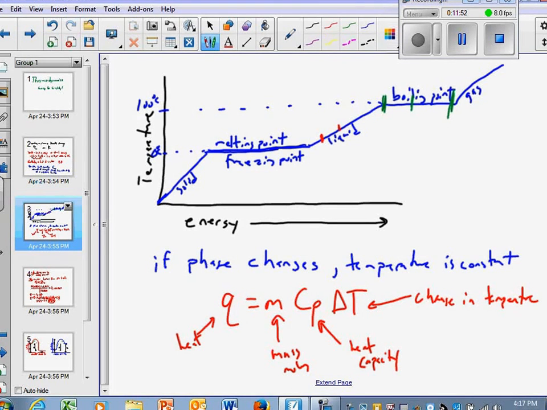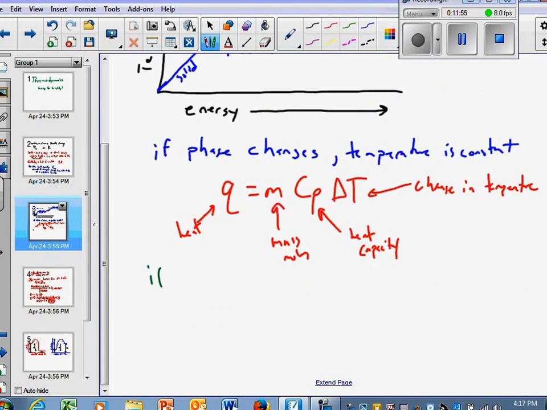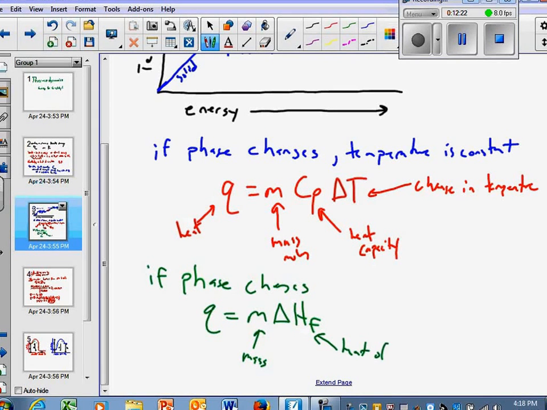So let's kind of extend this a little bit. If the phase changes, no temperature change is going to happen. So we have a slightly different equation. In this one, we have Q is equal to, again, mass or moles, times the heat of fusion. Heat of fusion is the energy it takes to melt water or anything else. Okay, so fusion and freezing or melting are the same thing.